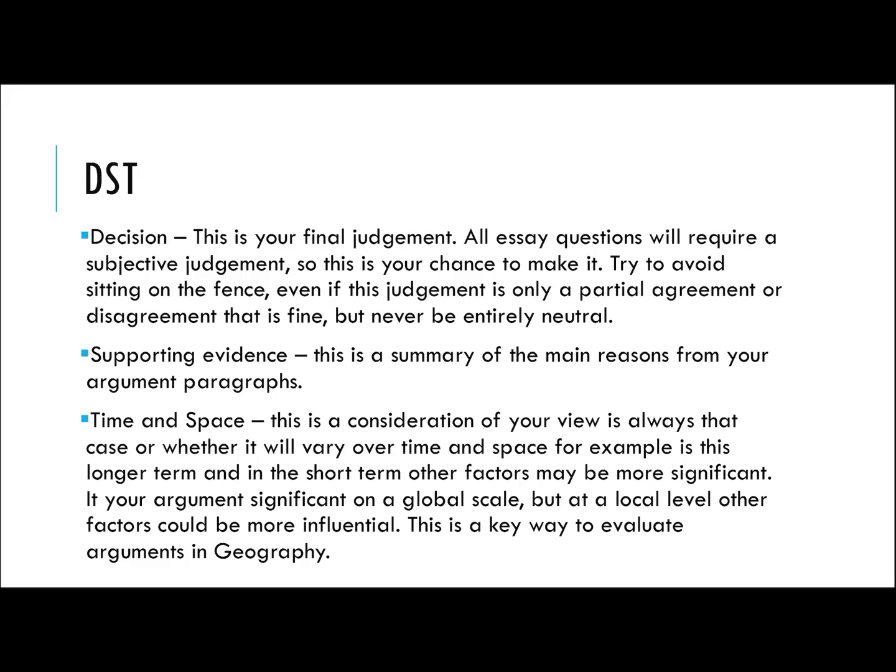So the S of the DST is the supporting evidence that you have for this decision. And this is a summary of the main reasons for your decision from your argument paragraphs. So you shouldn't really be introducing any new arguments at this point, but you are evaluating and summarizing the key arguments from the preceding paragraphs in your essay.